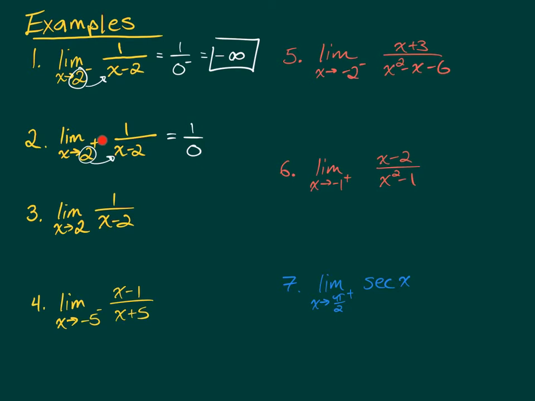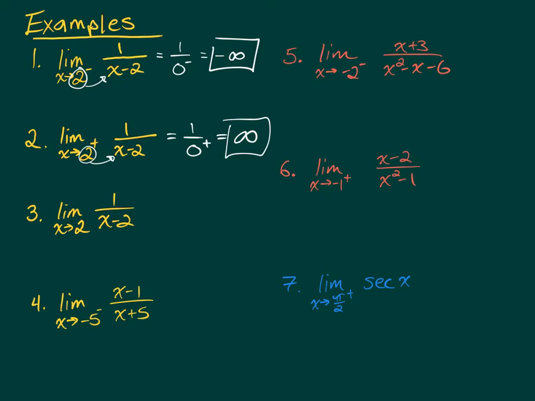But again, since we're approaching x from the right side, all of these numbers are bigger than 2. Numbers bigger than 2 take away 2, that means we would be approaching this 0 from the right. And that gives you, from the previous slide, 1 over 0 from the right is a positive infinity. So there's the answer for example 2.